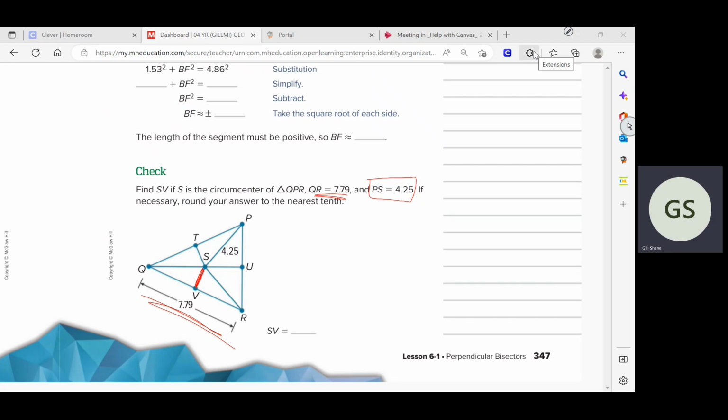So this segment equals that segment because we bisect. You should now be able to go through it with some more.